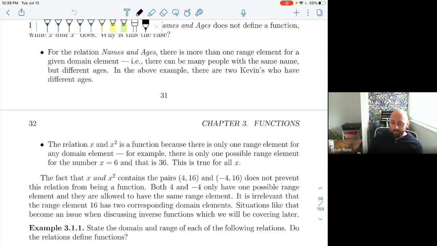Okay? So 4 goes to 16, -4 also goes to 16. That doesn't break the rule of a function because 4 only goes to one place and -4 only goes to one place. They both go to 16, but it's not like you have 4 going to 16 and 4 also going to 17. That's where the problem might be. Okay?